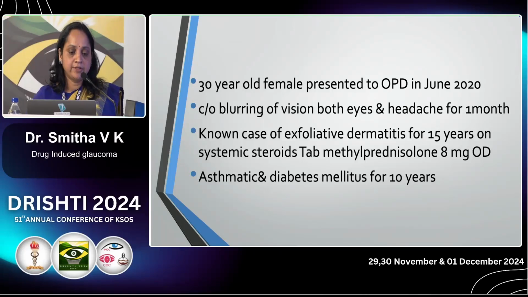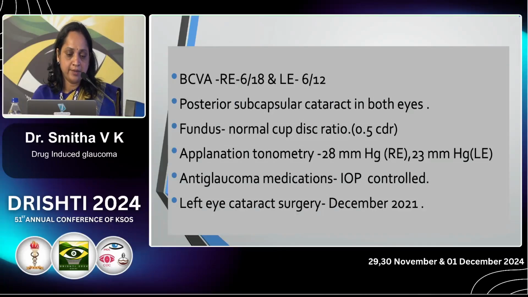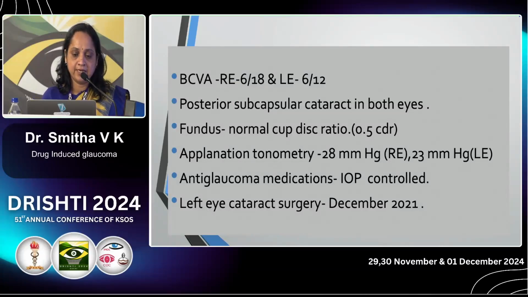This is a case of a 30-year-old female who presented to our OPD in June 2020 with complaints of blurred vision in both eyes and headache for the past 1 month. She is a known case of exfoliative dermatitis on steroid treatment, systemic steroids, tab prednisolone 8 mg once daily. On examination, her best corrected visual acuity in the right eye was 6/18 and in the left eye it was 6/12.